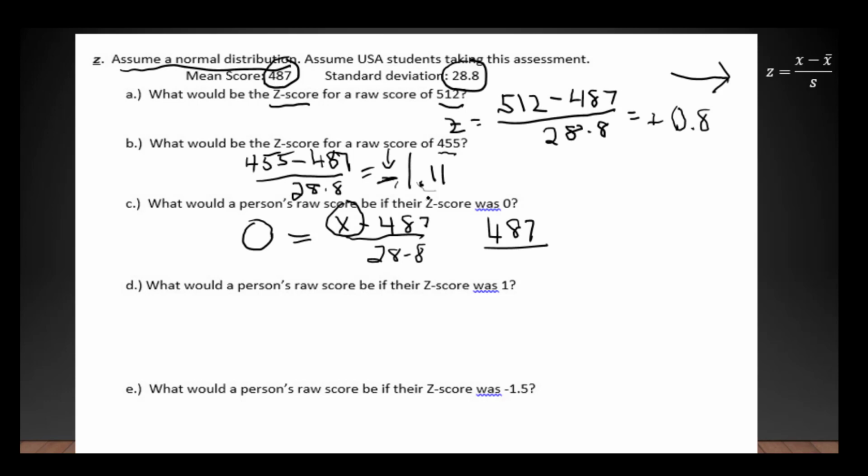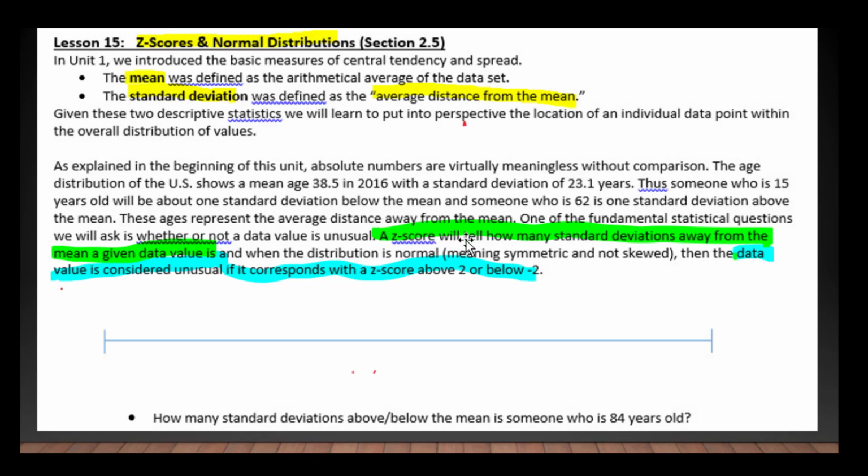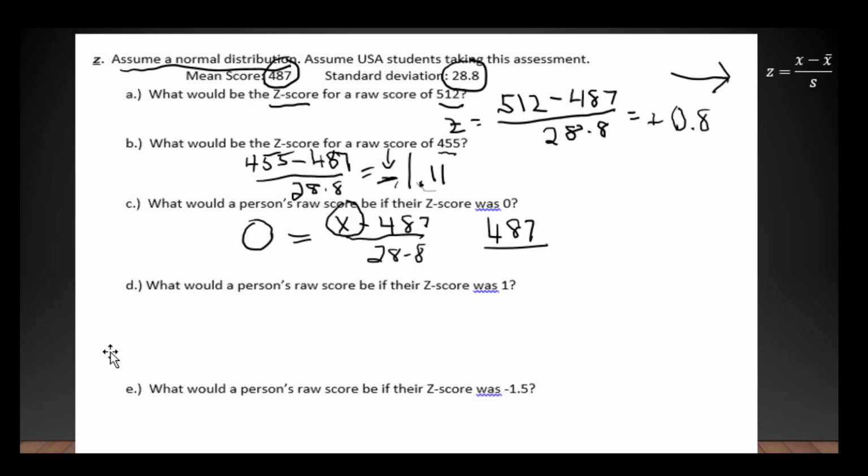Which makes sense because understand again what a z-score is. And let me put it up here again. A z-score tells you how many standard deviations away from the mean a given data value is. Well, in this case, the data value is 0 away from the mean. So a z-score of 0 corresponds to the average.